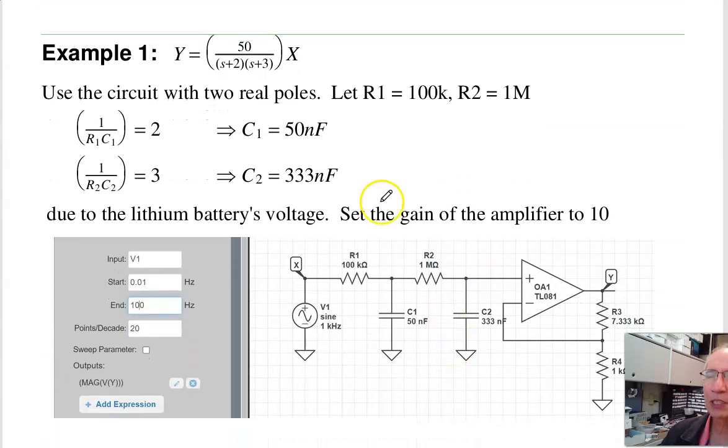For example, suppose I want to build this circuit. I've got real poles, so I can use this circuit. Pick R1 and R2. R2 is 10 times bigger than R1. 1 over R1C is your first pole. 1 over R2C is your second pole. This is the gain. The DC gain of this circuit is 50 over 6. Pick this so the gain is 50 over 6.